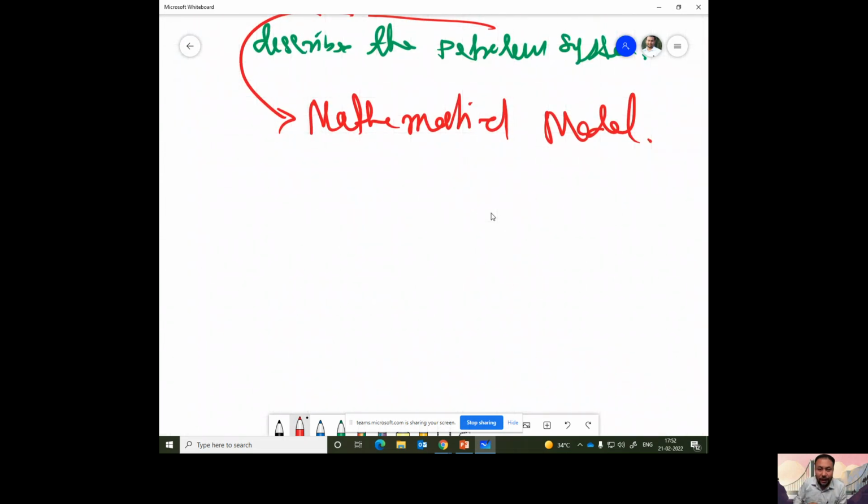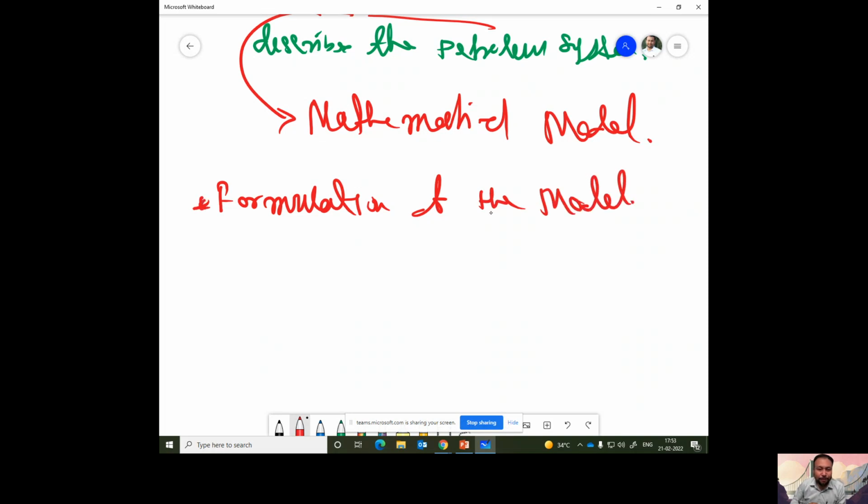This is called the formulation of the model. This step number 1, 2, 3 is called the formulation of the model, which is also called the formulation of the problem.